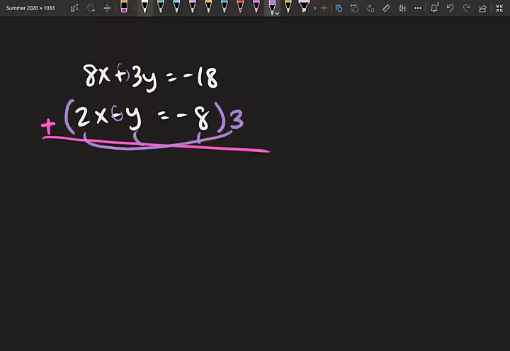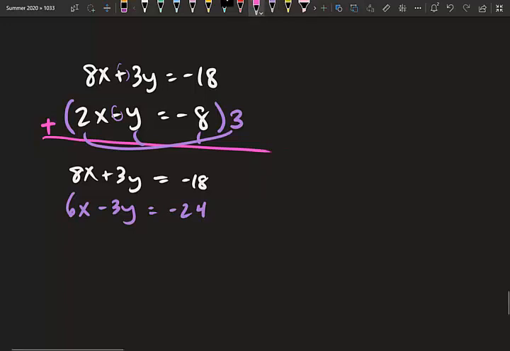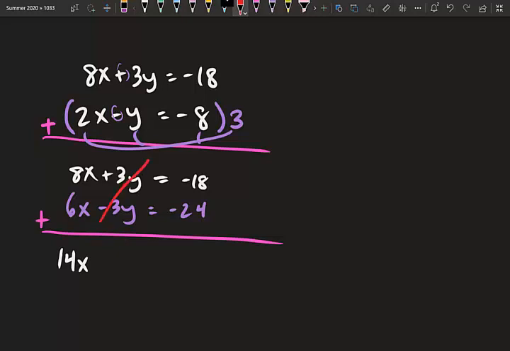So on top we have 8x plus 3y equals negative 18. And on bottom we have 3 times 2x is 6x, 3 times negative y is negative 3y, and 3 times negative 8 is negative 24. And now we add the columns. So 8x plus 6x, we get 14x. Positive 3y minus 3y, they cancel. That was the goal, to get rid of them. Negative 18 minus 24, we get negative 42.